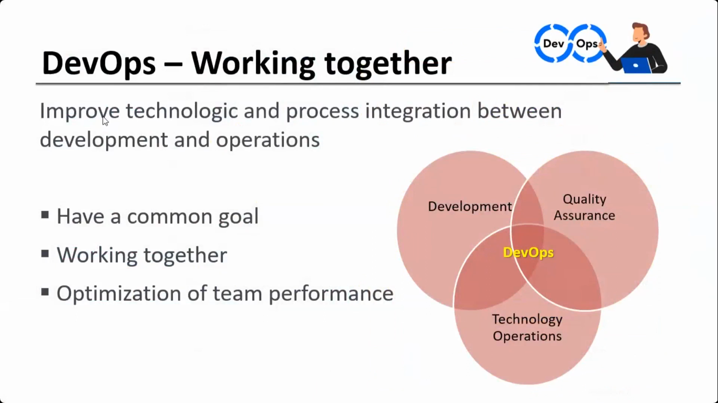Okay, therefore working together at least to improve technological and process integration between the development and the operation. So we can see from here, this is the core concept of DevOps, but it's actually highlighted on development, the quality assurance, the QA, and as well as the technology operation. So the goal is to improve technological process integration between these traditionally separate teams, okay, which is the development team and operation team. So that's why it's DevOps.